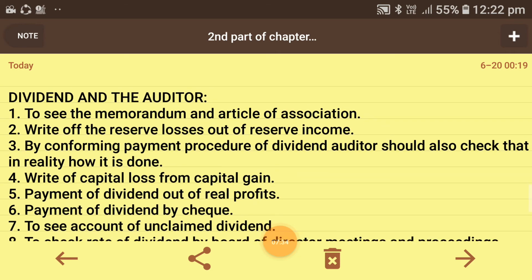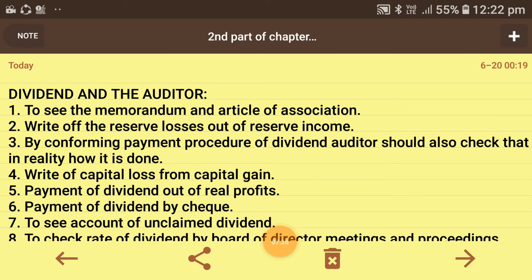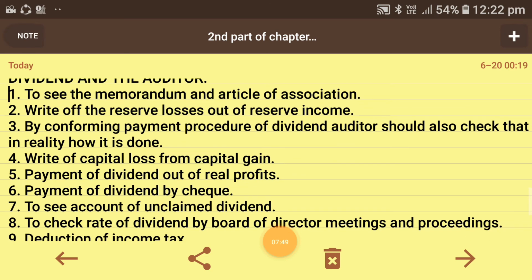Next is write-off of capital loss against capital gain. Like a loss on sale of furniture should be written off from the capital gained on the furniture. Next is payment of dividend out of real profit. Whether the dividend payment is actually done from the real profit, or we can say actual profit, should be seen by the auditor.